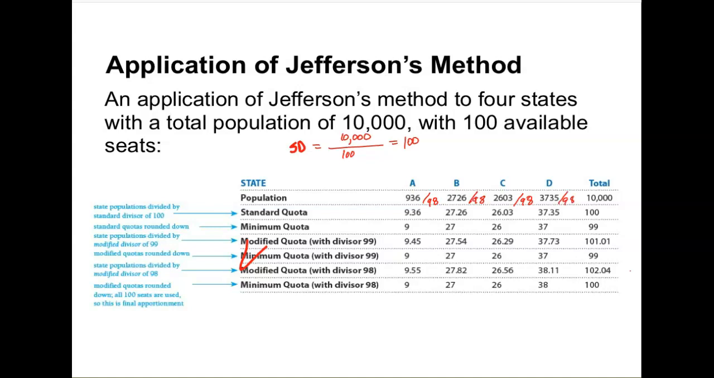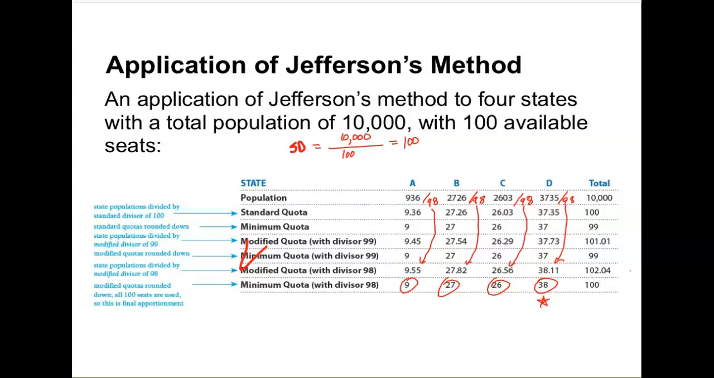And that's going to give me a new modified quota. Chop all of the decimals off that. We have 9, 27, 26, and 38. Well, notice that that did produce a different result because now state D got 38 instead of 37, and now they do total up to 100. Does that make sense?